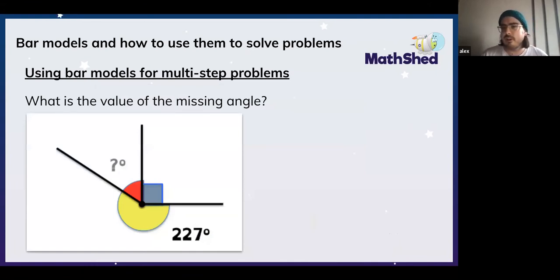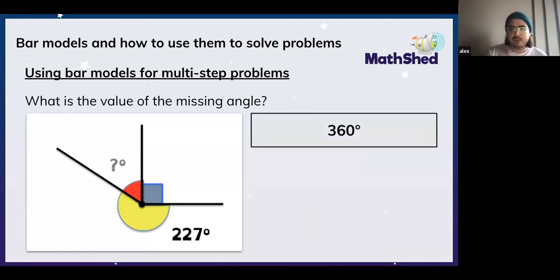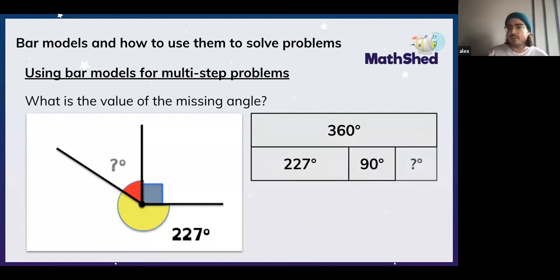Bar models can be used for so many areas of the curriculum. So even here, angles around a point. Who would think you would use bar models for geometry? But they work wonderfully for geometry because we have so many known facts here to work from. So we know that the total angle around a point is 360 degrees. We know that there's an angle that's 227. We know that a right angle is 90 degrees. So we just have to figure out how many more degrees we need to get us back to 360.